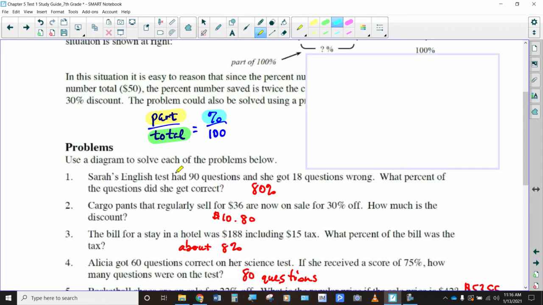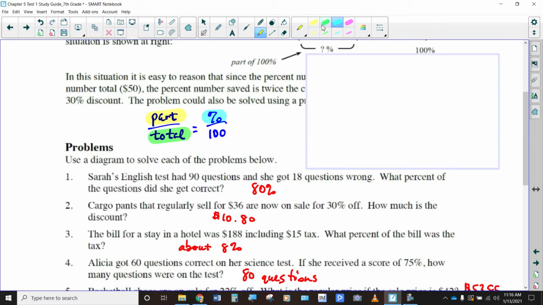So Sarah's English test had 90 questions, and she got 18 questions wrong. What percent of the questions did she get correct? Okay, so it says the test had 90 questions. Does that represent the total number of questions on the test, or just some of the questions on the test?